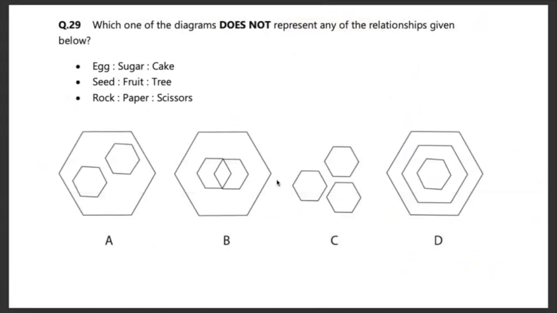Which one of the diagrams does not represent any of the relationships provided below? In this case, if you look very carefully, egg, sugar, cake is given, seed, fruit, tree, and rock, paper, scissors are given. Of all the options, this is clearly rock, paper, scissors because there is nothing common between all the 3 objects.